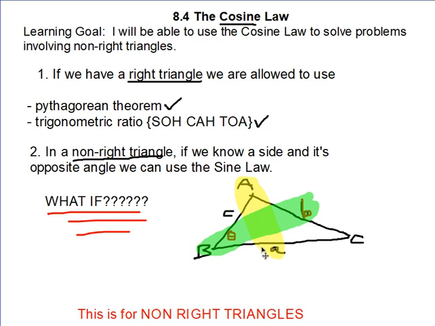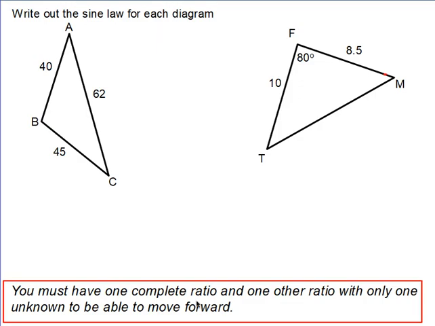What if that didn't work? I'll show you what I mean by it not working. Here we have two triangles. It says here, write out the sine law for each diagram. It doesn't really specify what we're solving for, so I'm just going to write the sine law with the angles on top. We have here angle A, and that means this is side length A. We have angle B, and that's how we get side length B. And then angle C and side length C.